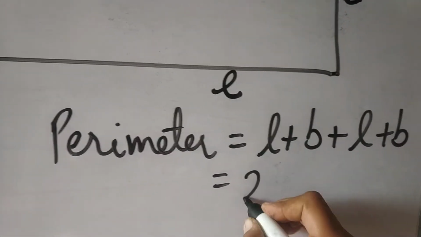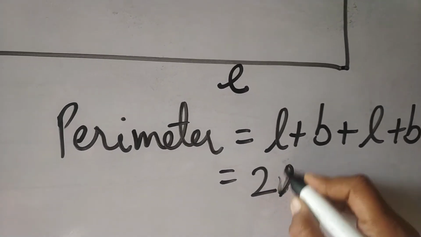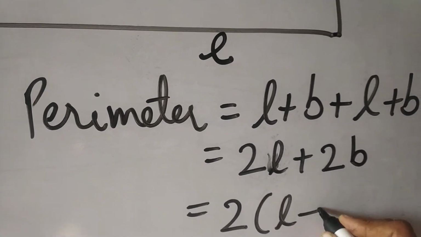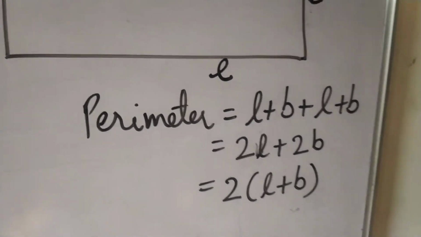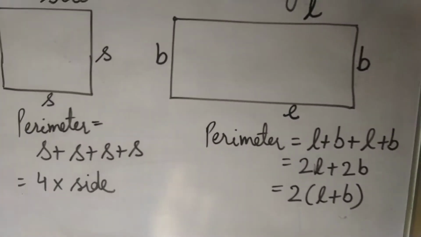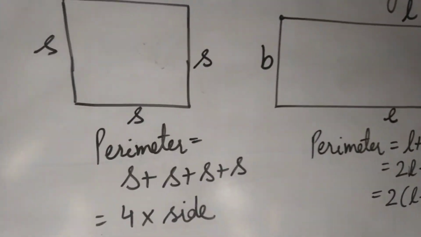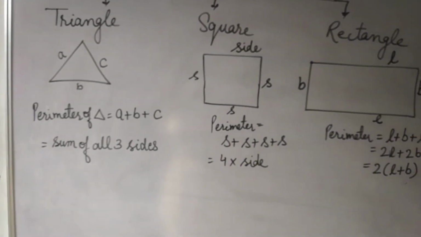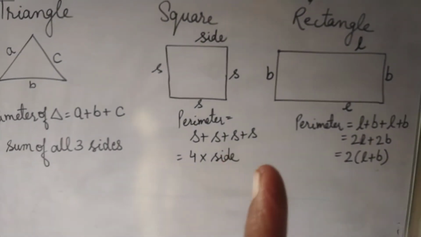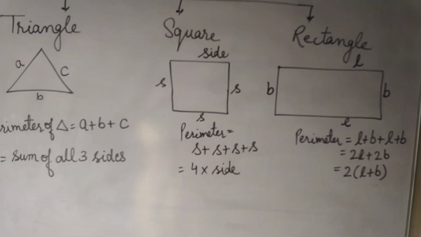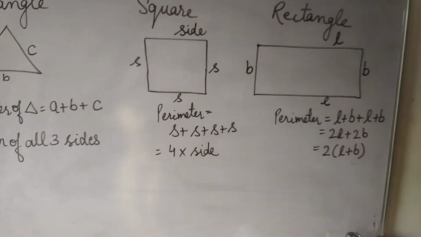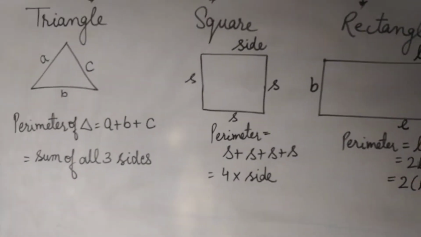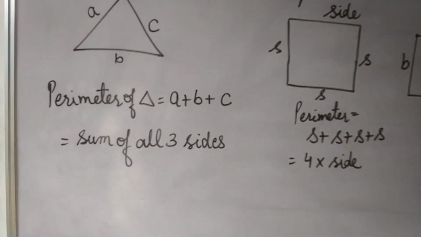Or I can write 2 multiplied by L plus 2 multiplied by B. Or simply 2 multiplied by (L plus B). So this is the formula of the perimeter of a rectangle. Okay. So here we have found the formulas: for a triangle, the sum of all its 3 sides; for a square, 4 multiplied by side; and for a rectangle, 2 multiplied by (length plus breadth). Right? Now we will find out along with an example.